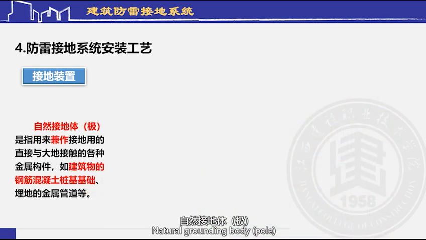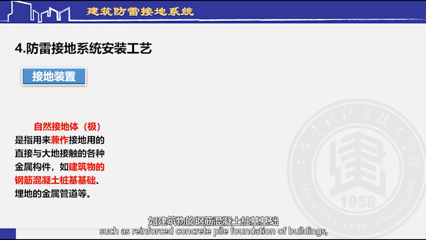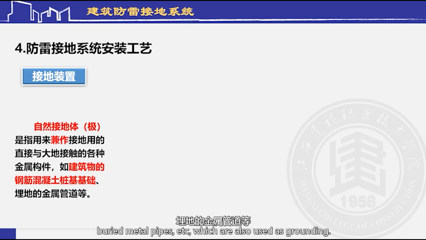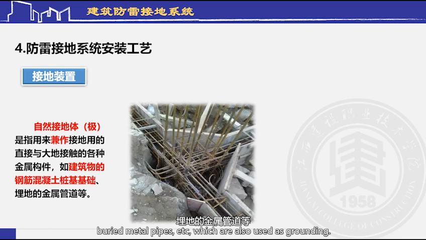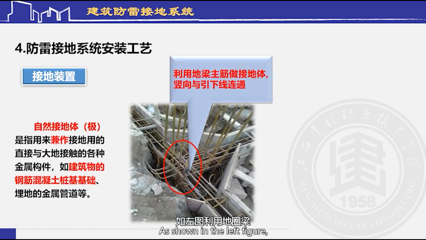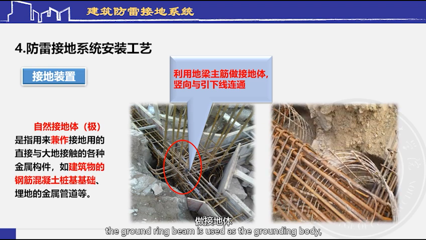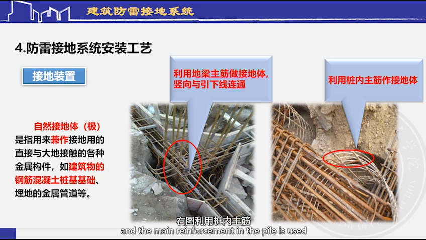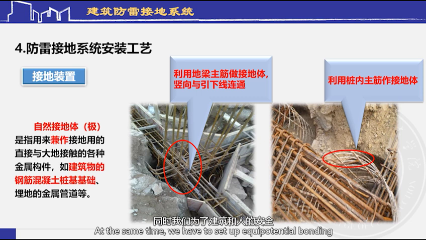Natural grounding body refers to all kinds of metal components directly contacting with the earth, such as the reinforced concrete pile foundation of buildings, buried metal pipes, etc., which are also used as grounding. As shown in the left figure, the ground ring beam is used as the grounding body, and the main reinforcement in the pile is used as the grounding body in the right figure. At the same time, we have to set up equipotential bonding for the safety of buildings and people.